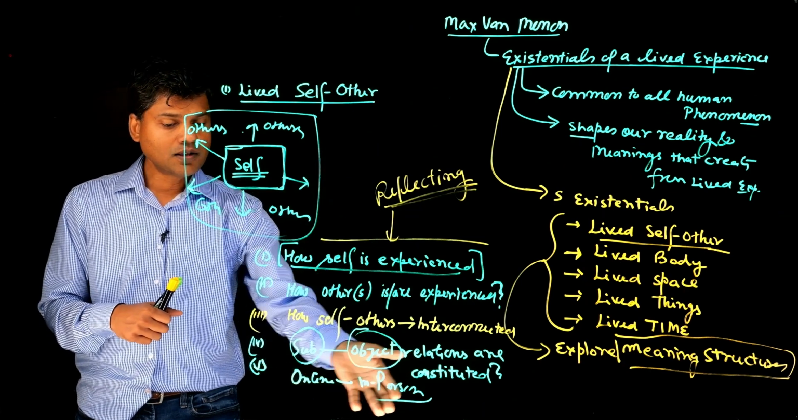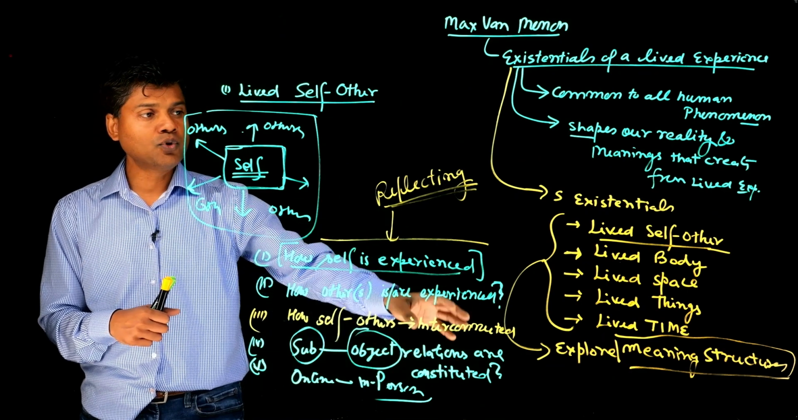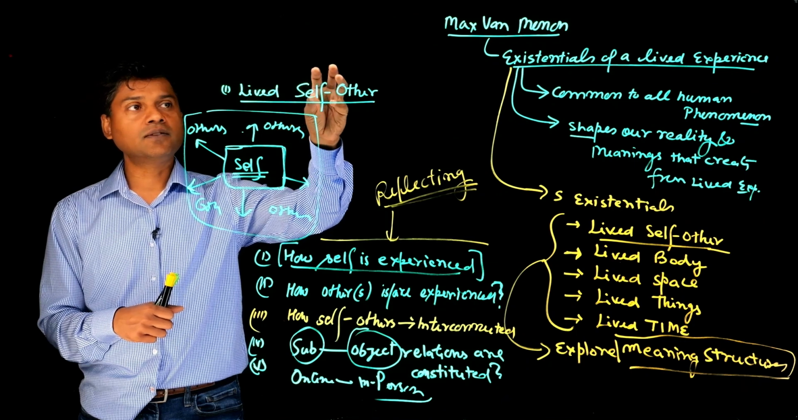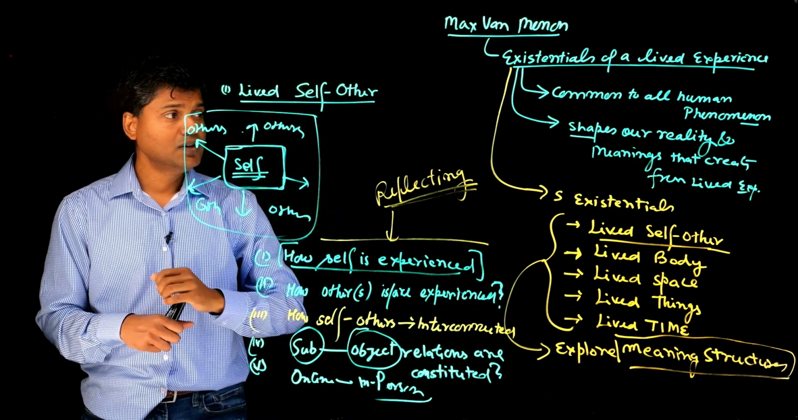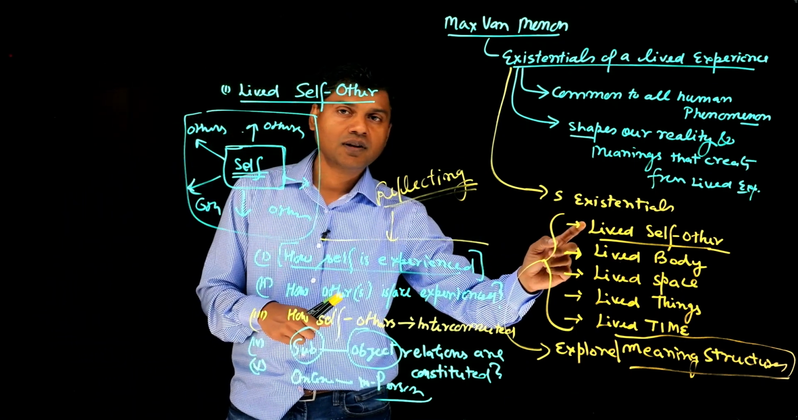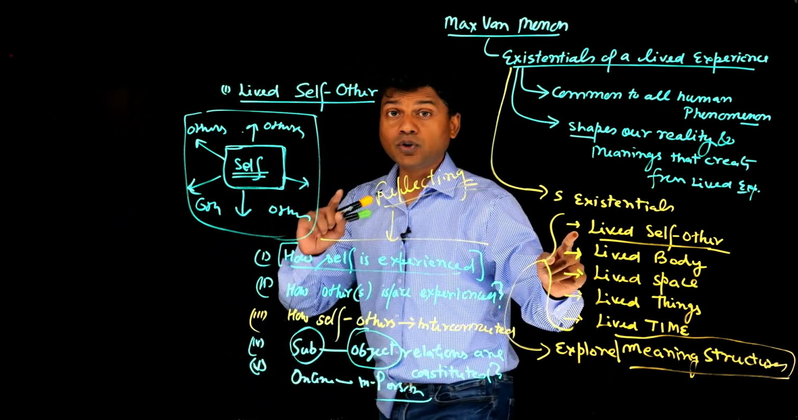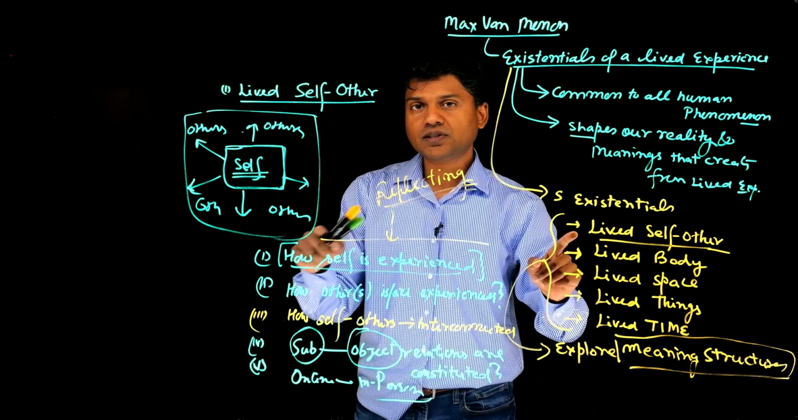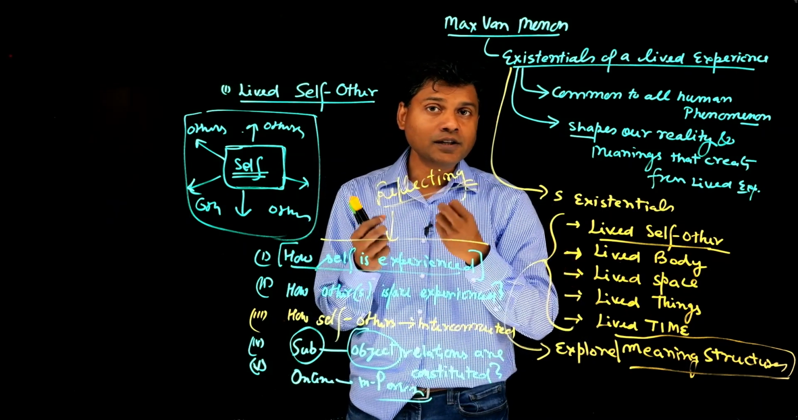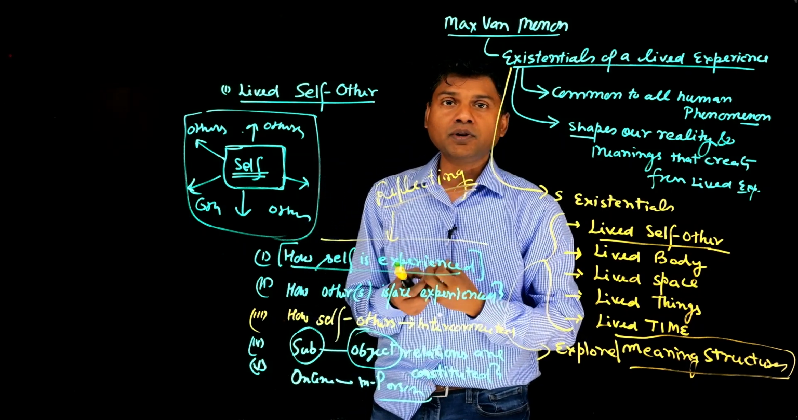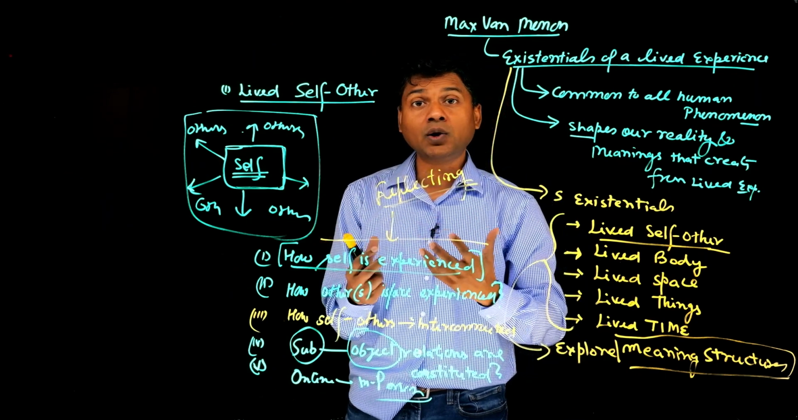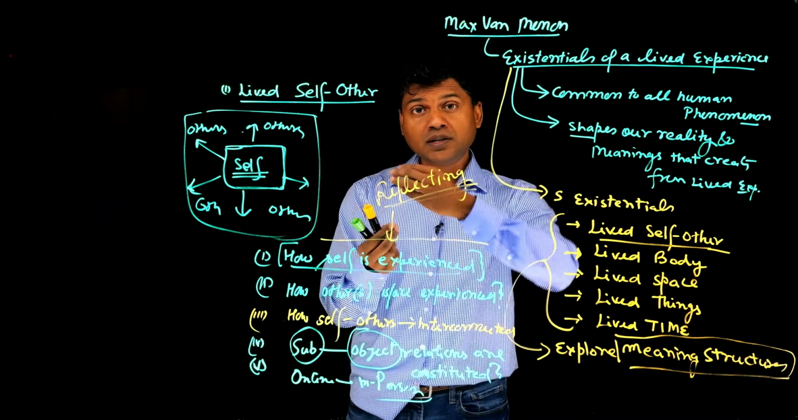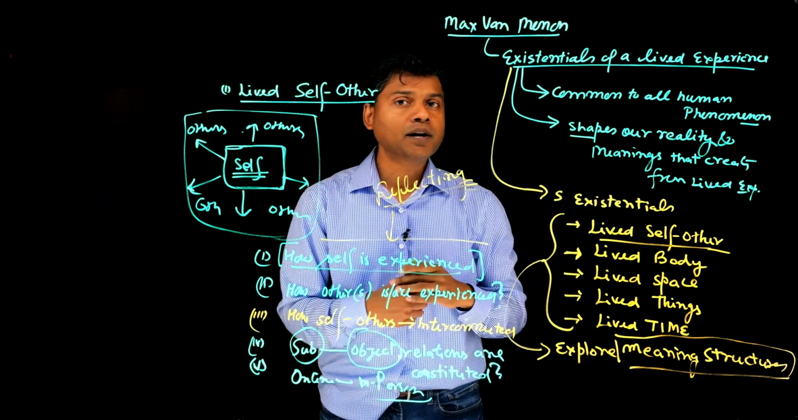So all these questions I'm going to reflect on when I'm thinking about the lived self-other dimension, the first existential that we are exploring here. When you are looking at the data, ask yourself all these questions, and that will help you get deeper into the meanings, deeper into the dynamics which are playing out in these relationships between the research participant and the people around the research participant.